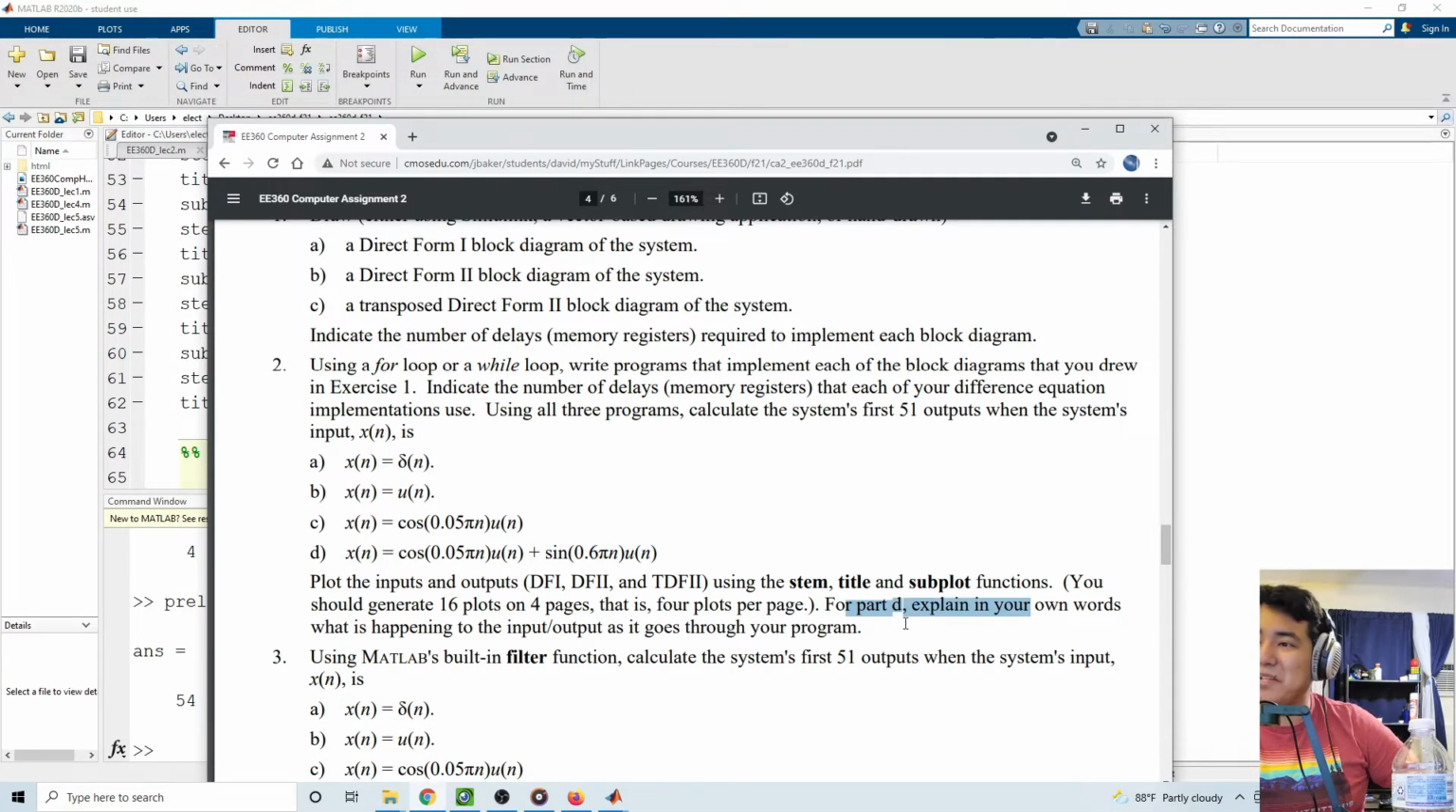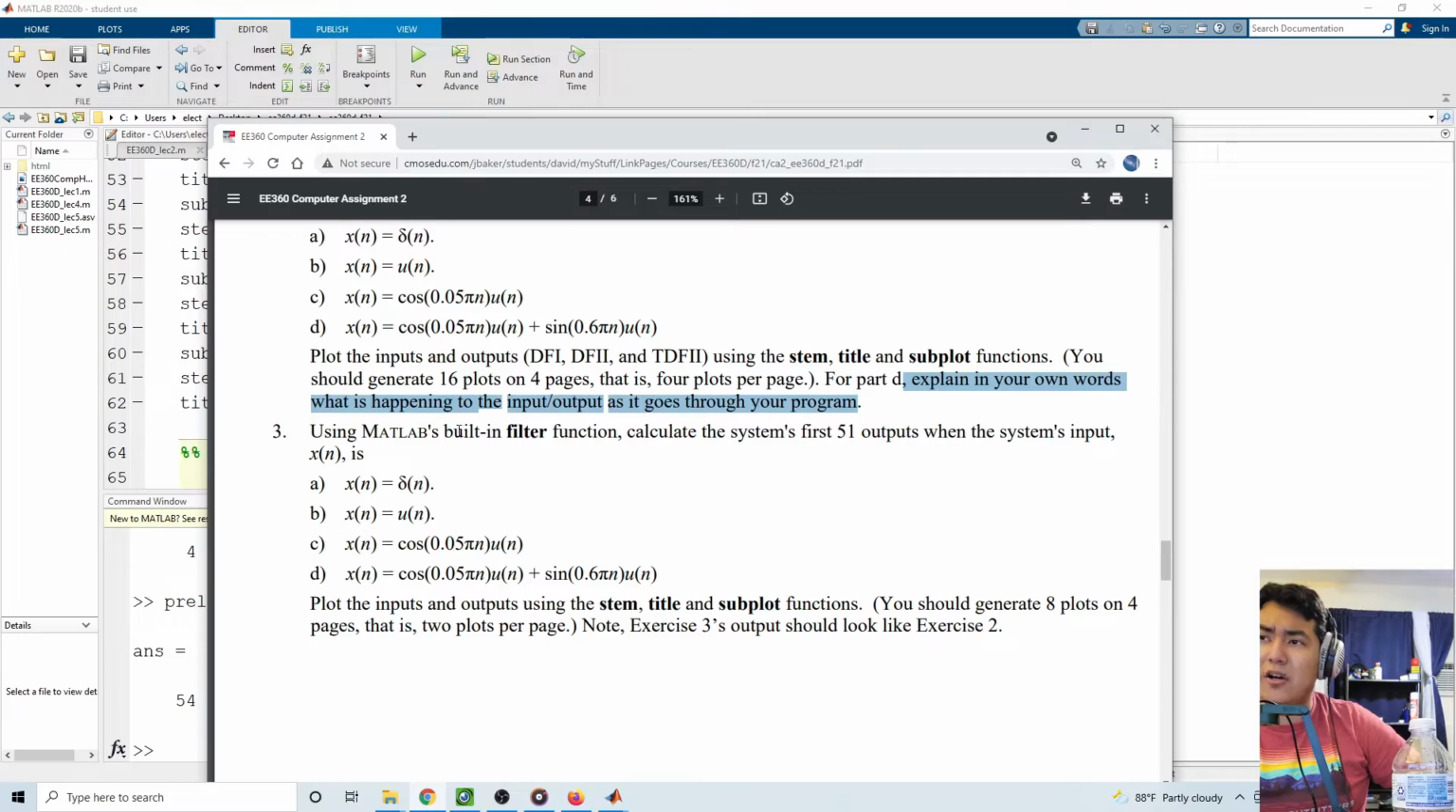For part D, explain in your own words what's happening to the input and the output. I already told you. And now we're going to use the filter function. What's that? I will tell you what's going on with this one.